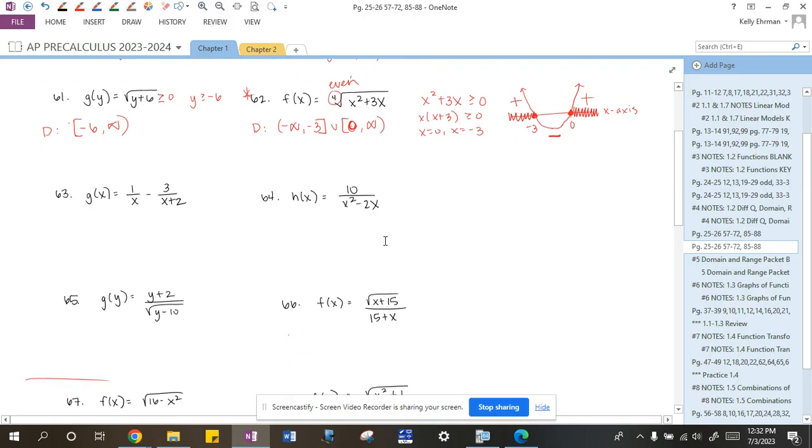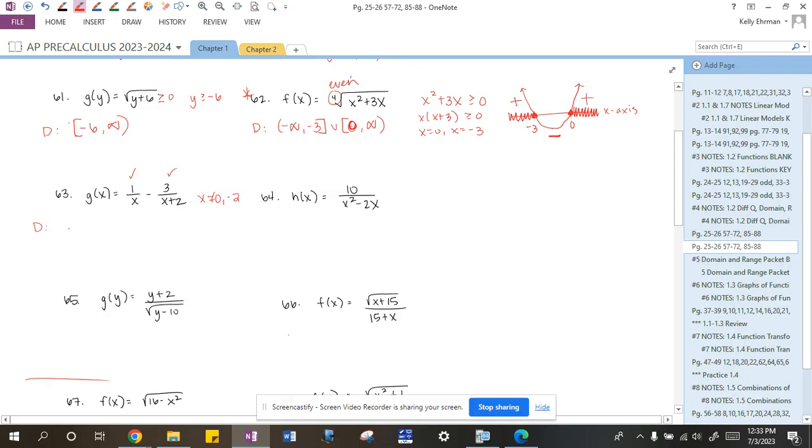All right, what about our next one? We don't have to bother getting a common denominator here. We can just say, well, I can't have this fraction be undefined and I can't have this fraction be undefined. Getting a common denominator would just give you an expression in the top of the fraction, which doesn't matter for domain anyway. So x can't be 0, and it also can't be negative 2.